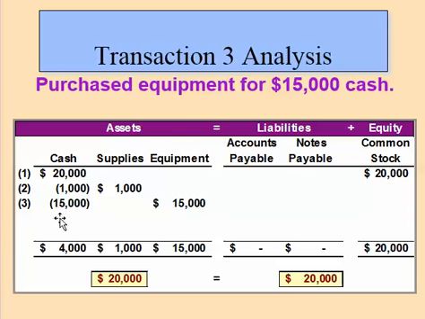Sorry. So our cash goes down. We now have a $4,000 balance in cash. We still have $1,000 in supplies, but we have $15,000 in equipment. That's a total of $20,000 for the asset side. And again, nothing's happened yet on our equity side.